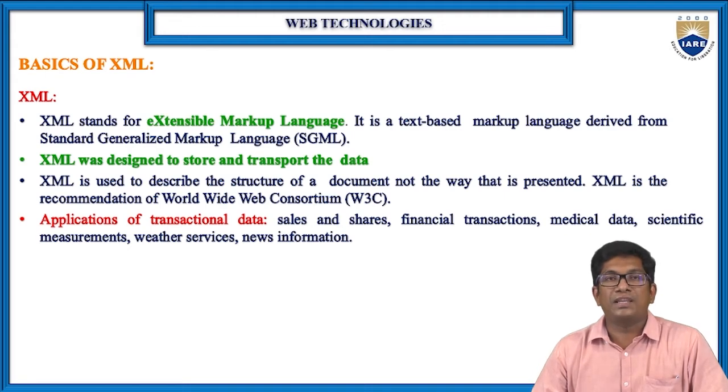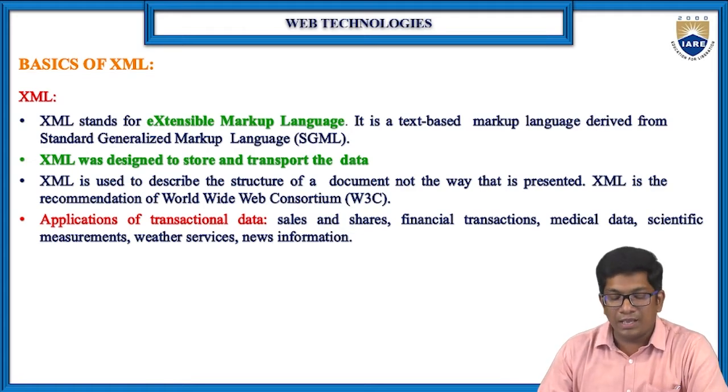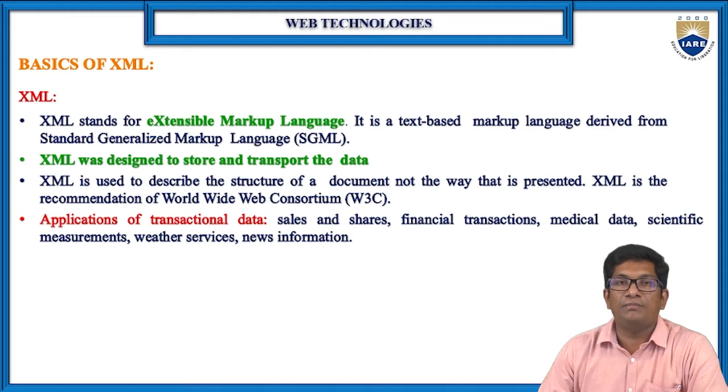So what is XML? XML stands for Extensible Markup Language. It is a text-based markup language derived from Standard Generalized Markup Language. So what does a markup language mean? To create any web page, you have to use tags, that is start tag and end tag. In between that, you write the text. Whenever we use elements or tags, start tag and end tag, for designing the web page, that we call a markup language.